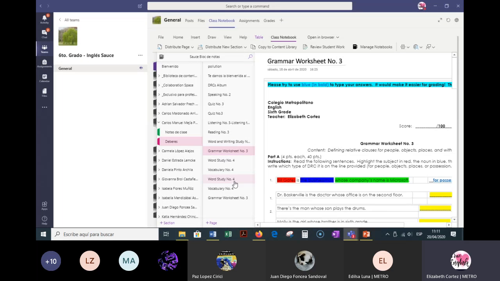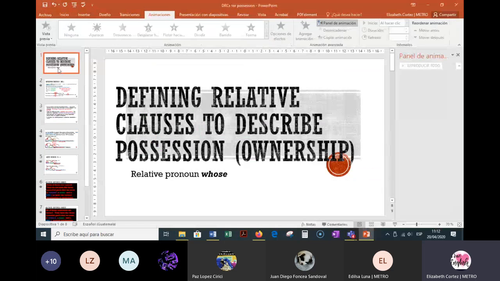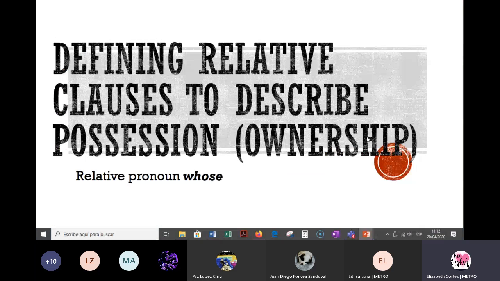So if you ever have this problem, I'm sure some of the teachers are having the same problem because Bloc de Notas is not syncing properly, then we do this, all right? You just work on the first one, and then the extra ones we will delete. All right, so now let's go back to our topic today, DRCs.